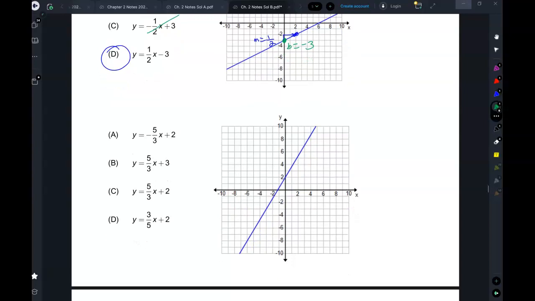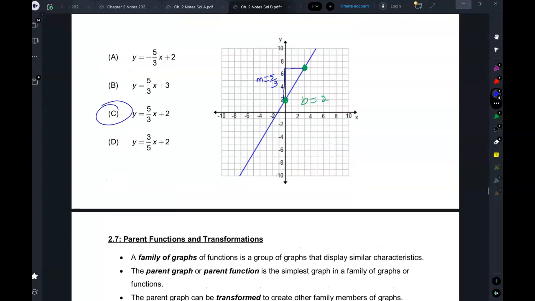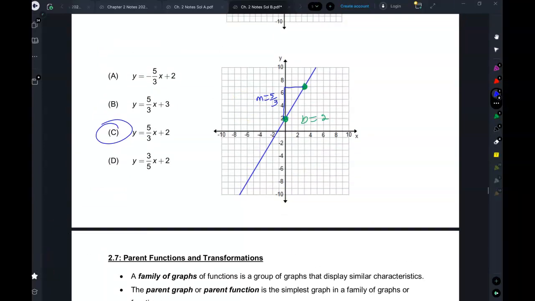Okay, here, what's the y-intercept? 2. Okay, so now let's see what the slope is. I'm going to pick another point. I'm going to take this point here. How do I get to that point? I go up 1, 2, 5, and I go over 1, 2, 3. So m is 5/3. All right, so which one of those is it? C. Okay? All right, good. So that much for that.